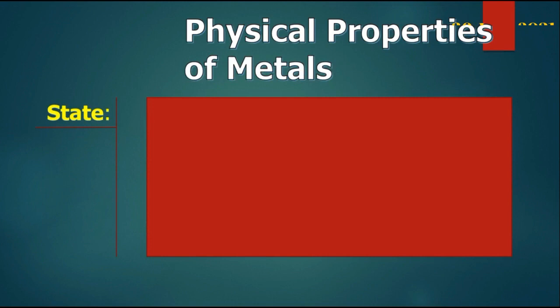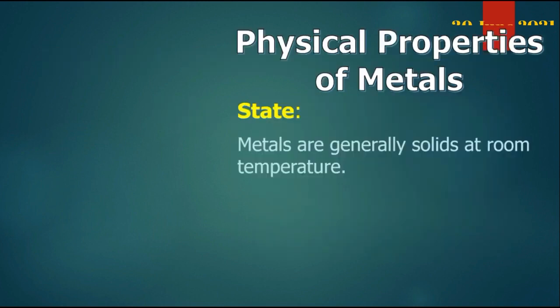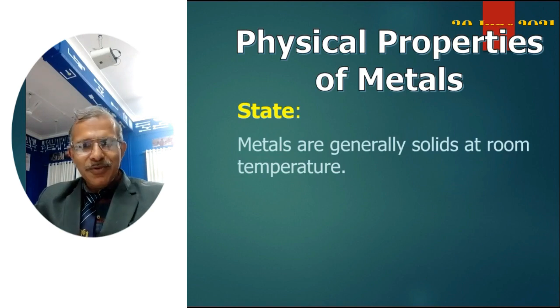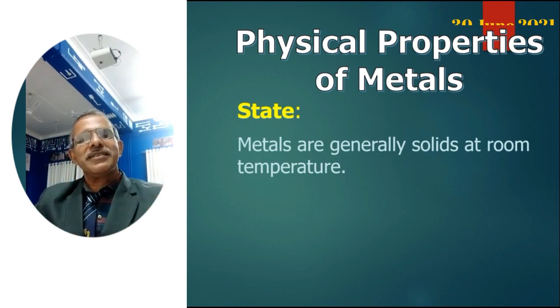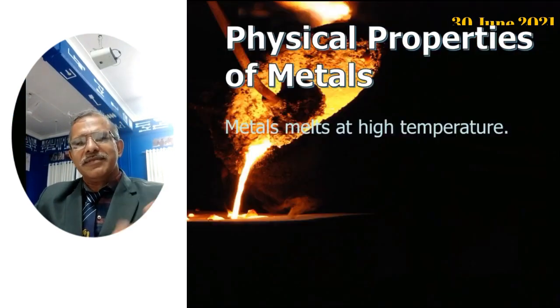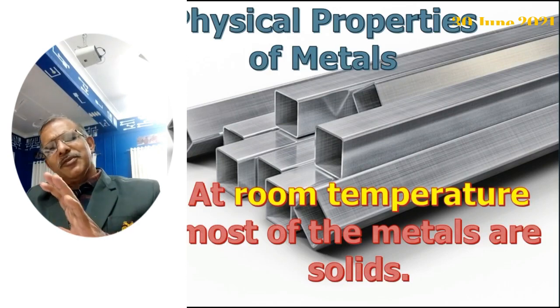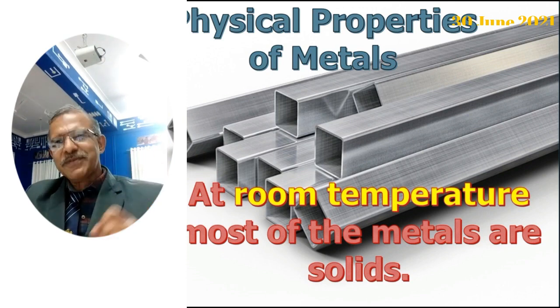As far as state is concerned, we have three states of matter. They are solid, liquid, and gases. And metals are generally solids. And why do I say metals are generally solids at room temperature? Because there are some metals which are not solids at room temperature. At high temperature, we all know metals melt. But at room temperature, for example, silver or any other metal, you say they are in the form of solids.